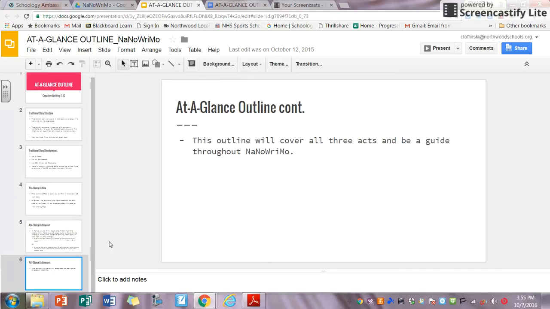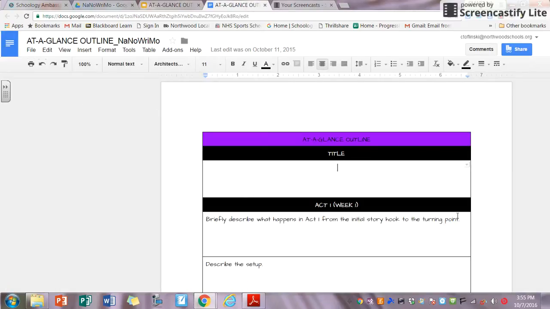So this outline is going to cover all three acts and will be a guide throughout NaNoWriMo. So you really want to make sure that you do this to the best of your ability. Again, when you look at this outline, it first asks you for a title. You don't have to fill this in right away, or you can do just a brief title right now. You can always change the title later. I'm really not worried about that part.